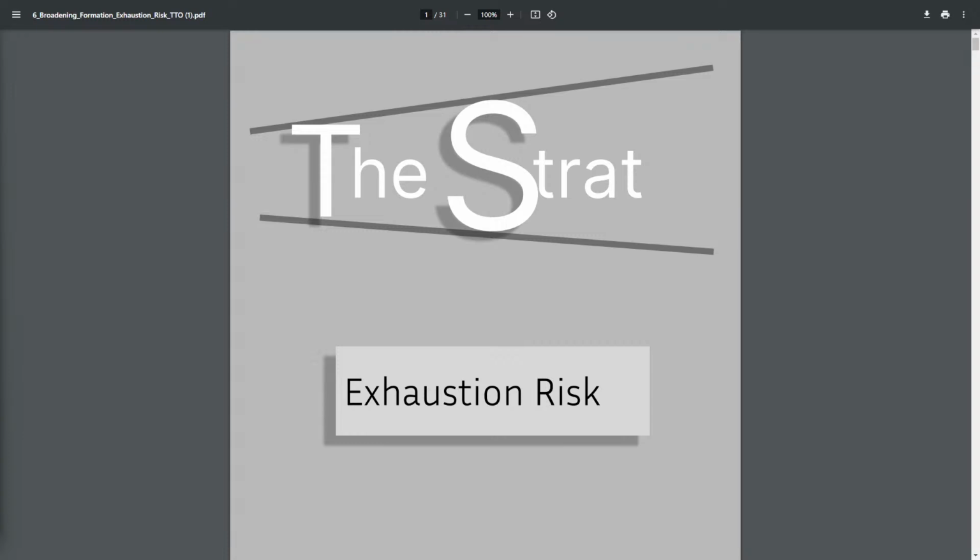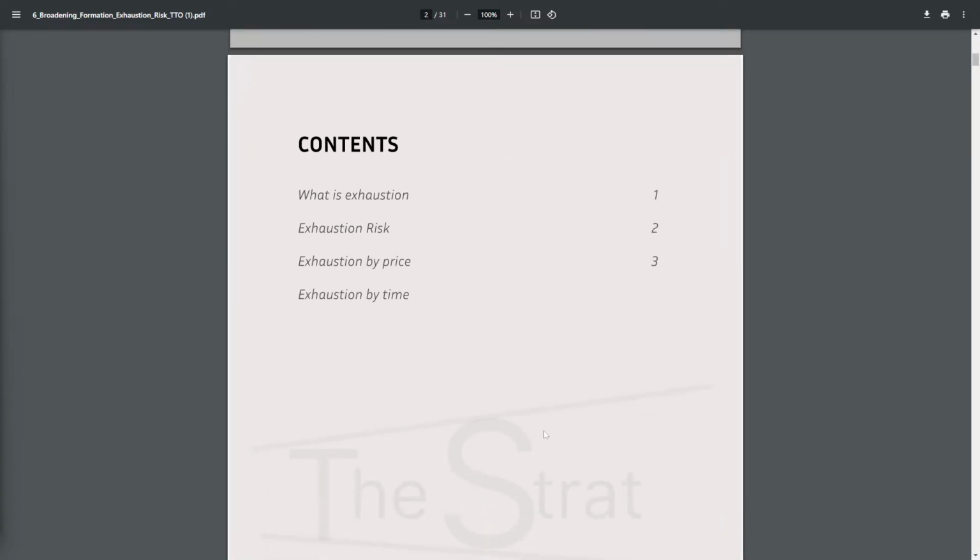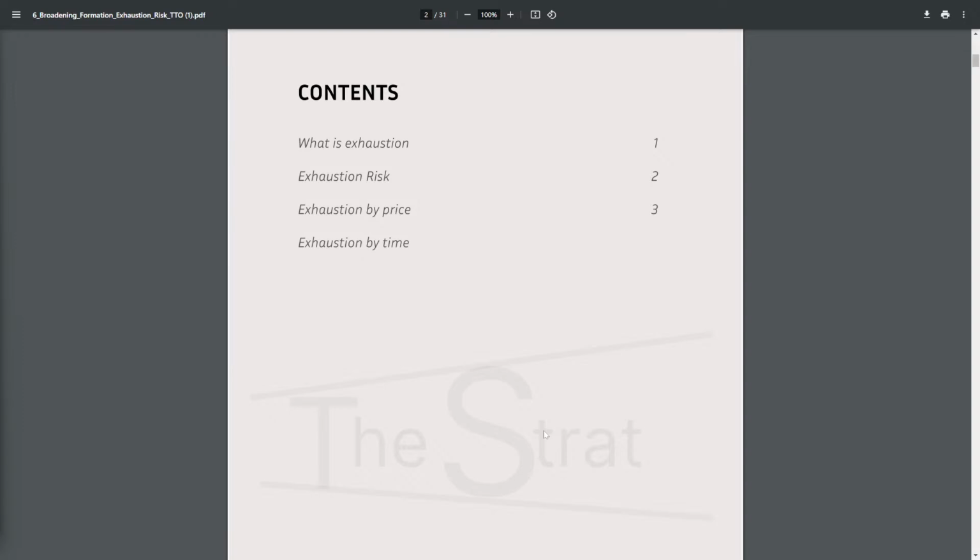Okay, so let's get started. The first thing we are starting with tonight is exhaustion risk. What is exhaustion? Exhaustion by price and exhaustion by time.